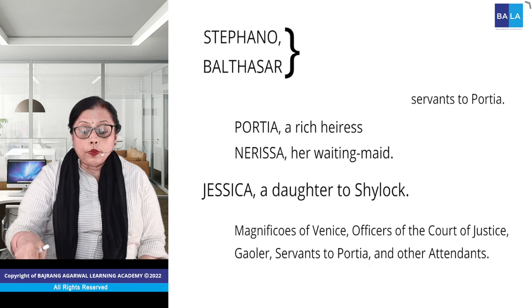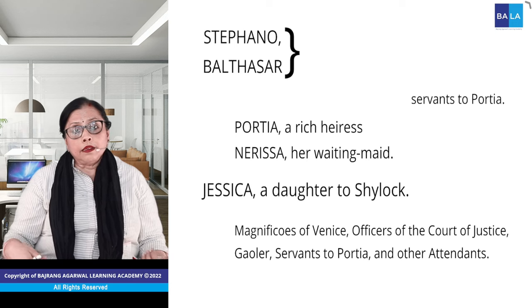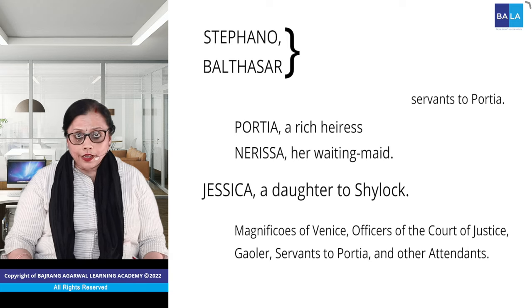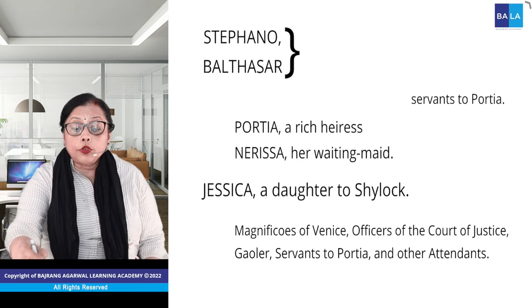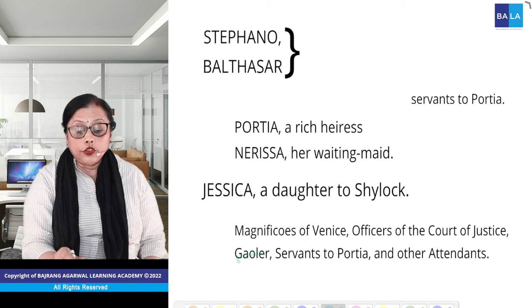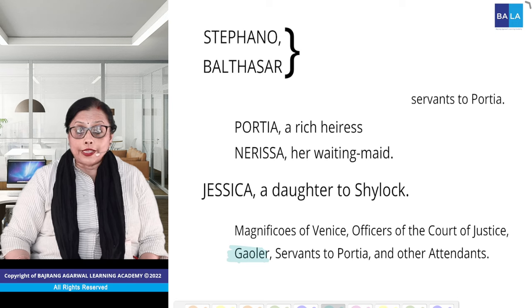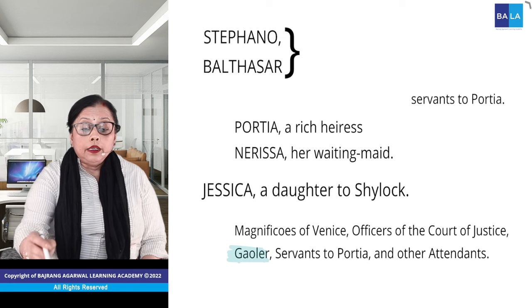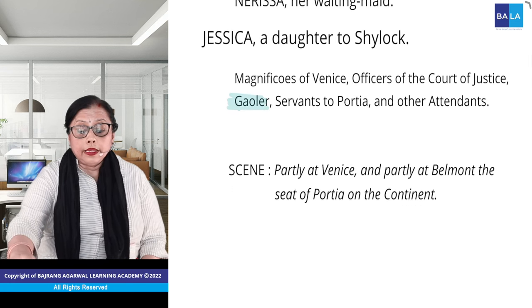And then, of course, we have magnificoes, meaning many nobles of Venice, officers of the Court of Justice. There is a jailer. It's not gaoler, but jailer. I am talking of this particular word, jailer. When Antonio gets arrested, then the jailer comes to arrest him. Servants to Portia and other attendants. These are the characters who are there in the play.